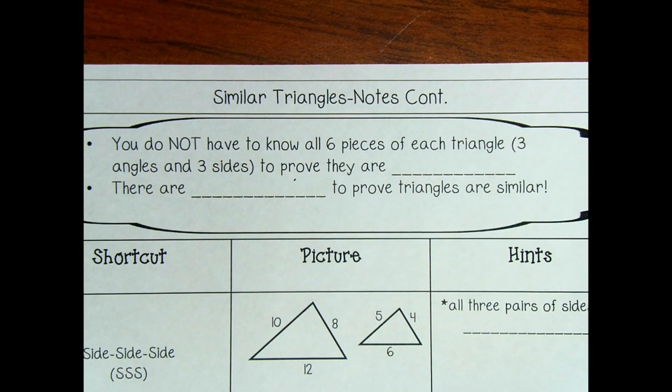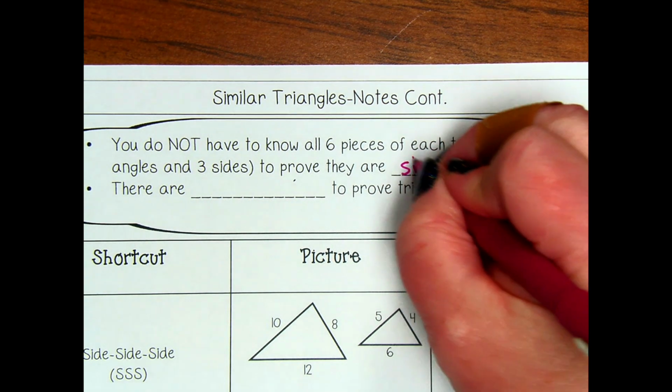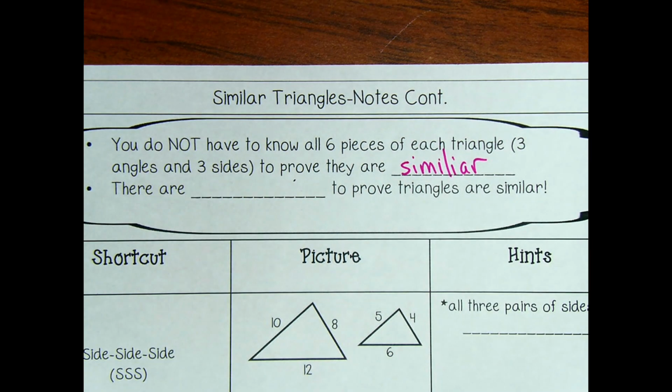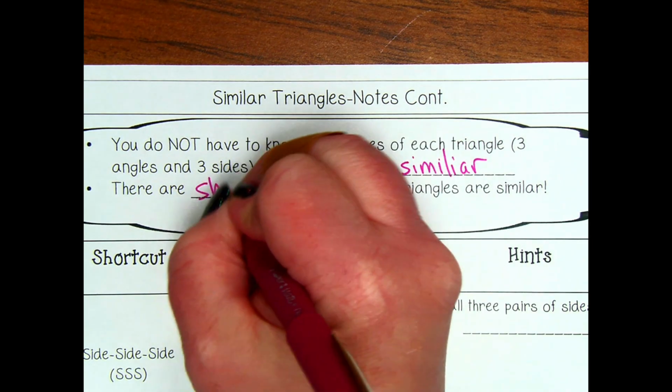When we first started learning about congruent triangles, and now we're moving into similar triangles, we had to have all 6 pieces match. All 3 angles had to be congruent and all 3 sides had to be in a similar ratio. Well, we don't need all that information to prove the triangles are similar. Okay, so we don't need all 6 pieces of information to prove that the triangles are similar because we have shortcuts.